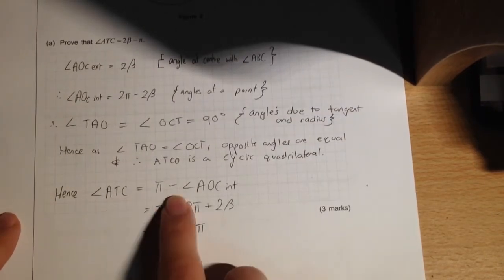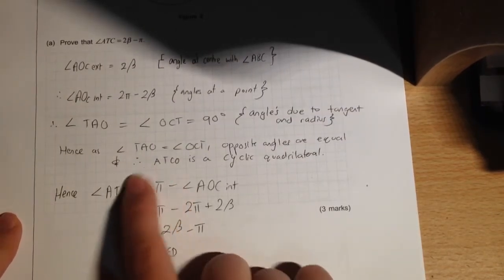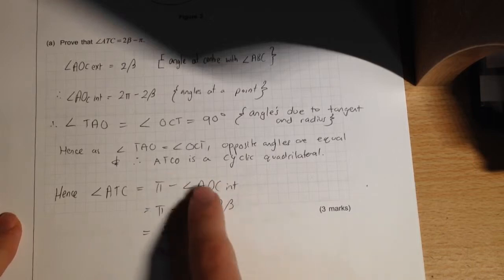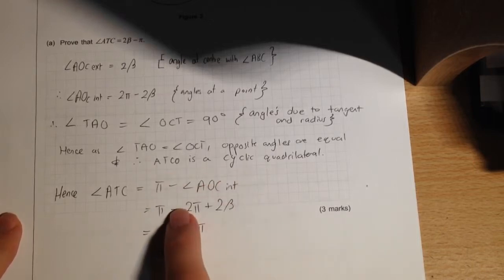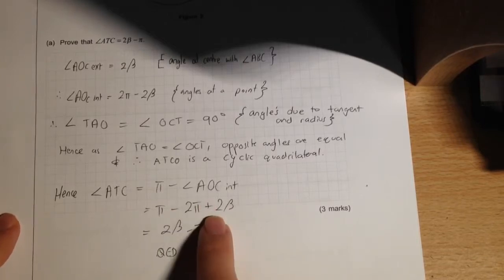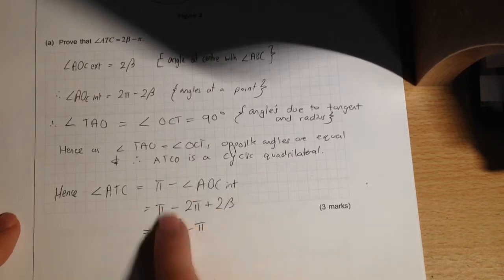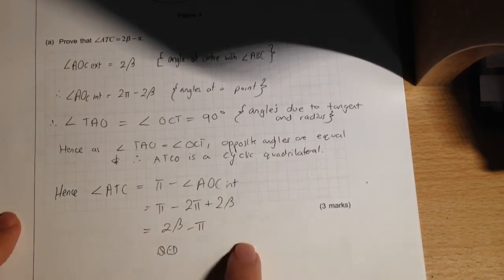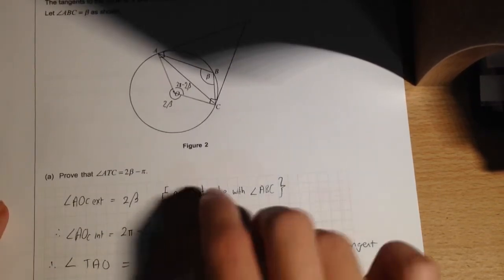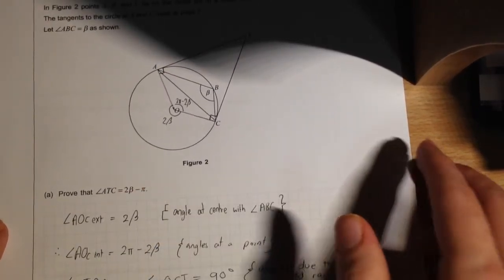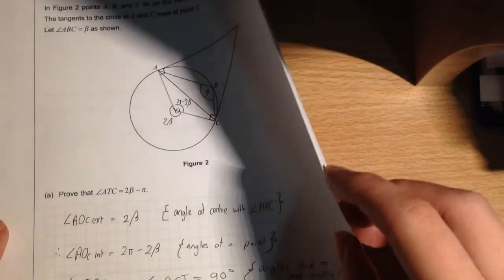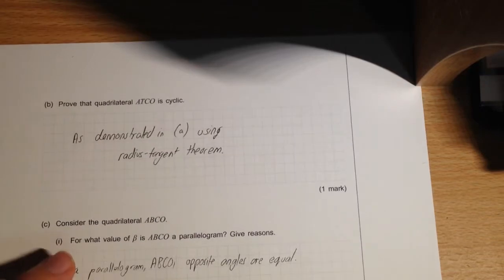So, because they're supplementary, angle ATC is pi take angle AOC internally. It's equal to, hence, because of that, pi take 2 pi plus 2 beta. And what we end up with when we simplify this expression is 2 beta take pi, which is what we were asked to find. So we've effectively proven that angle ATC is equal to 2 beta take pi, just using some circle geometry there. So the next question is pretty straightforward.